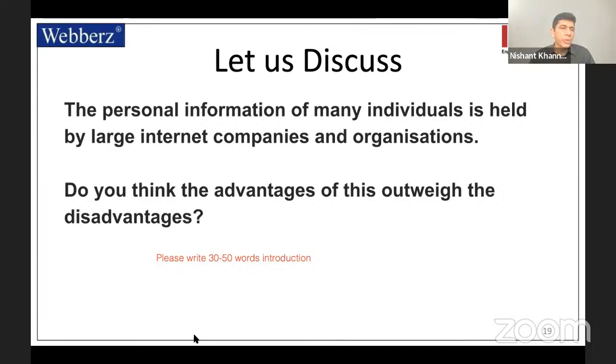All right. So Jaspinder Randhawa says, as per the statement, private information of umpteen people is tracked by large internet companies and institutions. I emphatically believe that its disadvantages are overlapping its advantages. Udaybir Singh Jammu says, the personal privacy few of the people is held by massive internet multinational companies and organizations. According to me, it is many disadvantages.